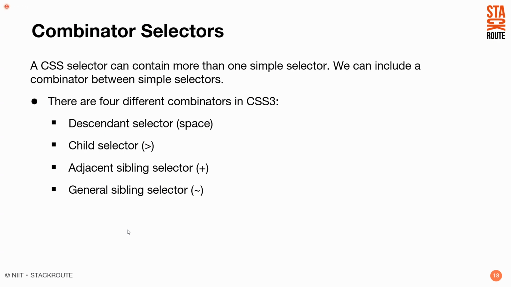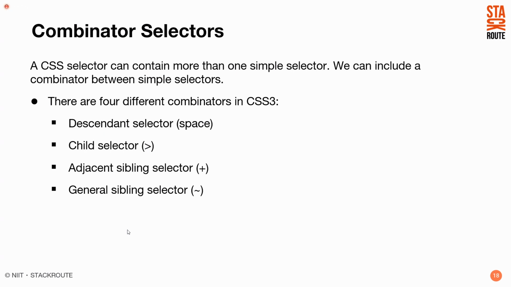Descendant selector, which is separated with a space. Child selector, you should use the greater than symbol. Adjacent sibling selector, you should use the plus separator. General sibling selector, you should use the tilde symbol. On seeing the names, you might get confused, but let's have a simple demo so that you will have a clear picture of all the selectors.